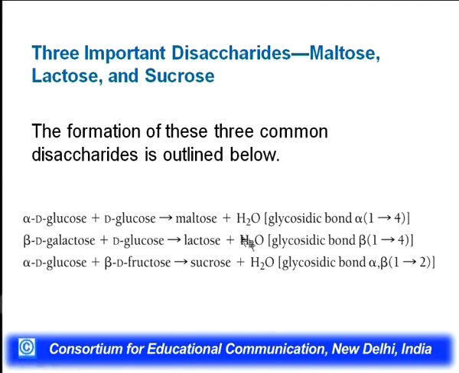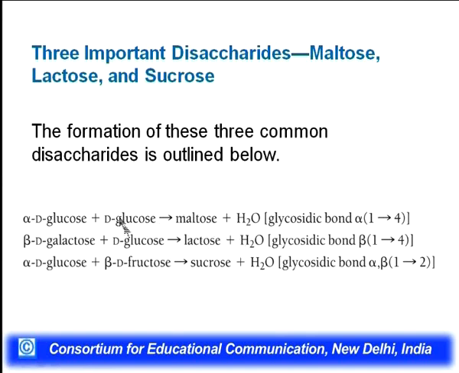Whereas if we talk of lactose, then lactose is beta D-galactose. So when we are writing alpha here and beta here, I'll just take these 2 cases. What I mean is that the configuration around the anomeric carbon in the glycon is alpha in the case of maltose, whereas in the case of lactose the configuration is beta, and beta D-galactose reacts with D-glucose, resulting in the formation of lactose and water.